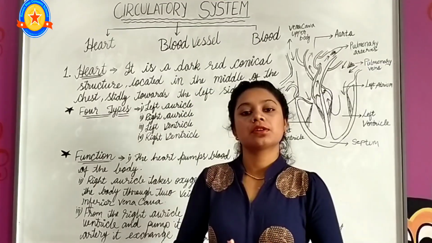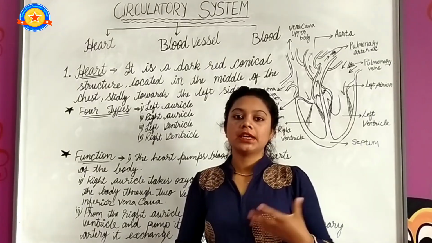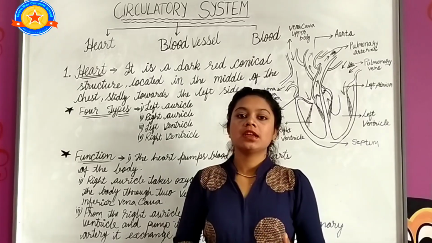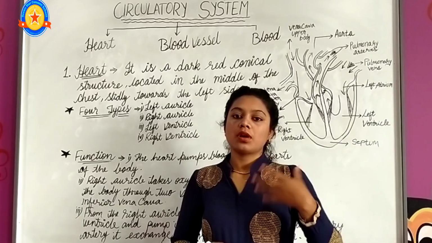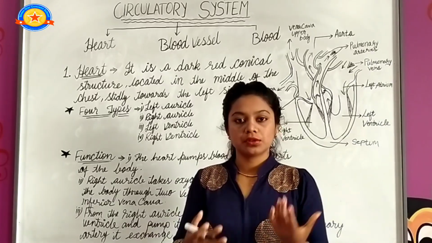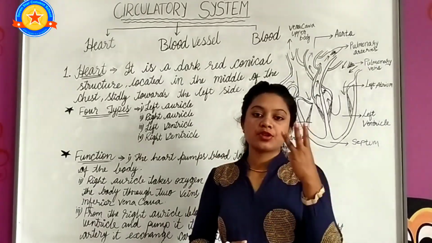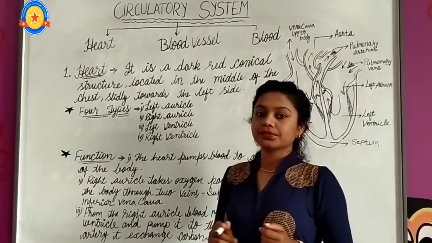In humans, the circulatory system is the combined function of the heart, blood vessels and blood to transport oxygen and other nutrients to the organs and tissues throughout the body. It also carries waste materials out of the body. So in the circulatory system we have three elements: the heart, blood vessels and blood.